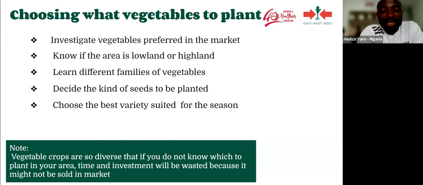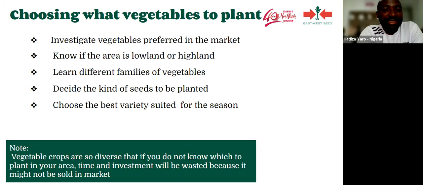You need to know, okay, this is what I'm going to plant to make a good margin, because it should be a profit venture in dry season. Dry season, it's a hot dry season, a season where most of our farmers find it difficult in producing. So these are the things you need to know before embarking on this production.